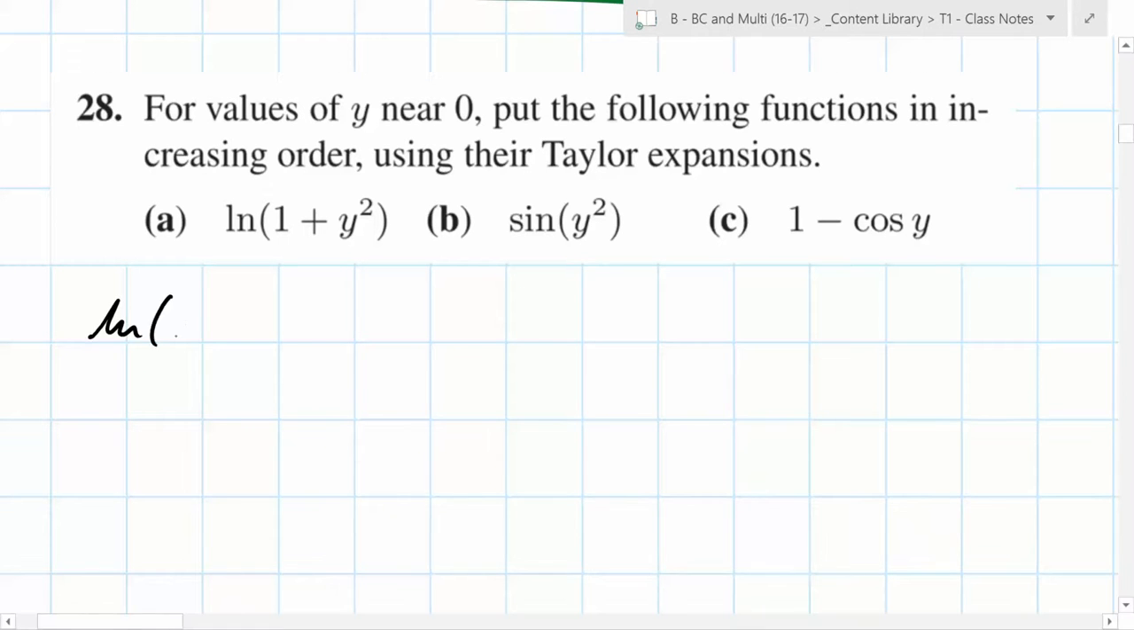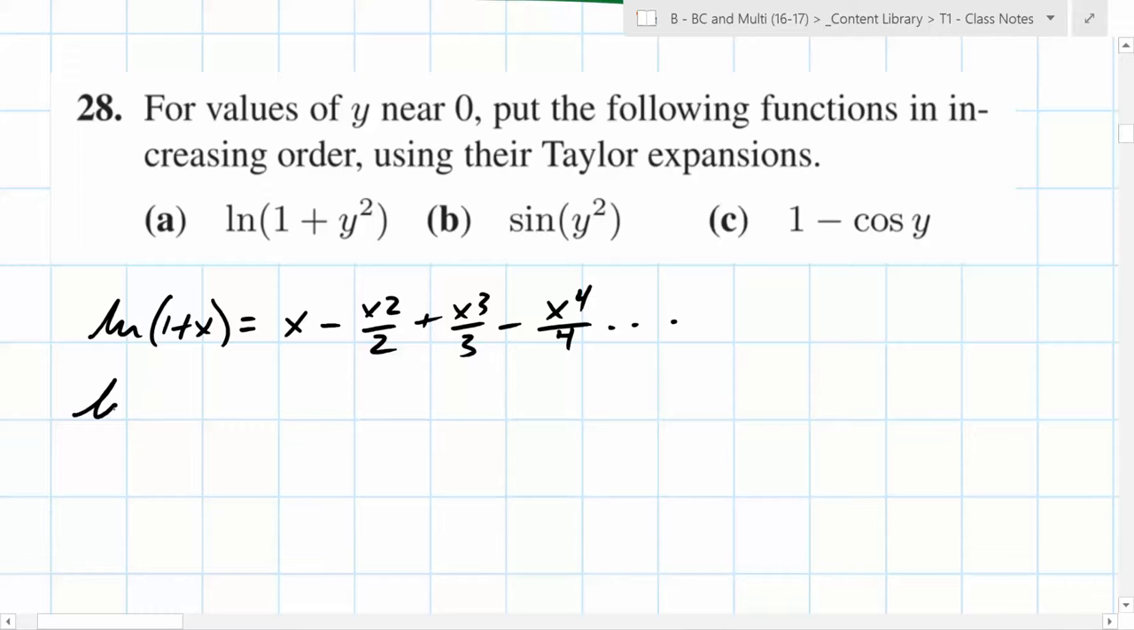So what's ln of 1 plus x? What's that equal? I just asked you about this. What is it? x minus x squared over 2. Is it minus or plus? Minus x squared over 2, then plus x cubed over 3, minus x to the 4 over 4, and it keeps going, right?